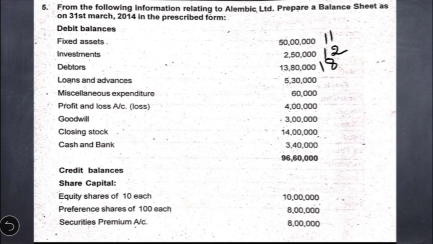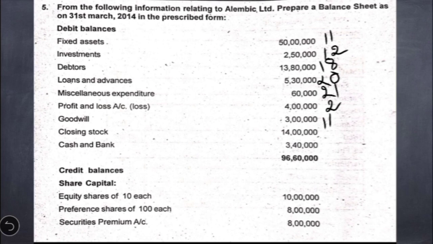Then loans and advances, unless it is specified, it is short-term loans and advances. You have to write that in note number 20. Then miscellaneous expenditure is a kind of fictitious asset, so you have to write that in other current assets in note number 21. Then you have profit and loss, which represents loss, so it should be taken in note number 2 under reserves and surplus. Then goodwill is a kind of fixed asset, an intangible asset. You have to show that in note number 11.